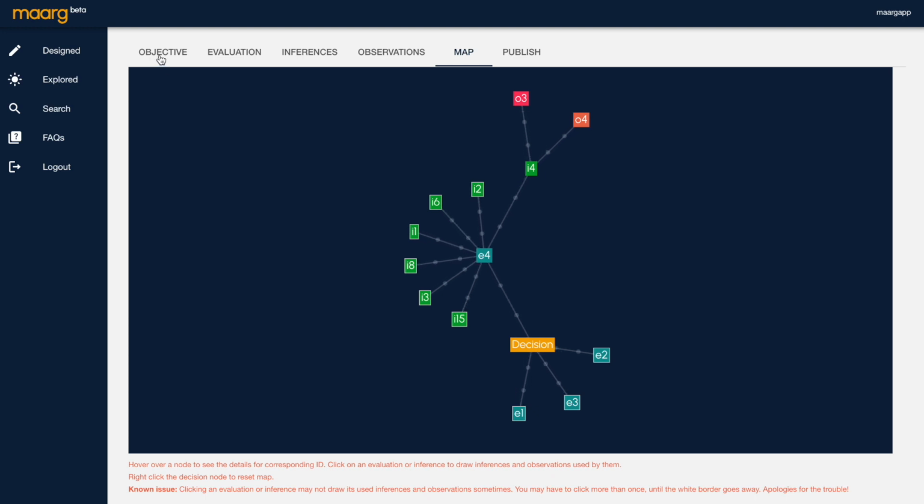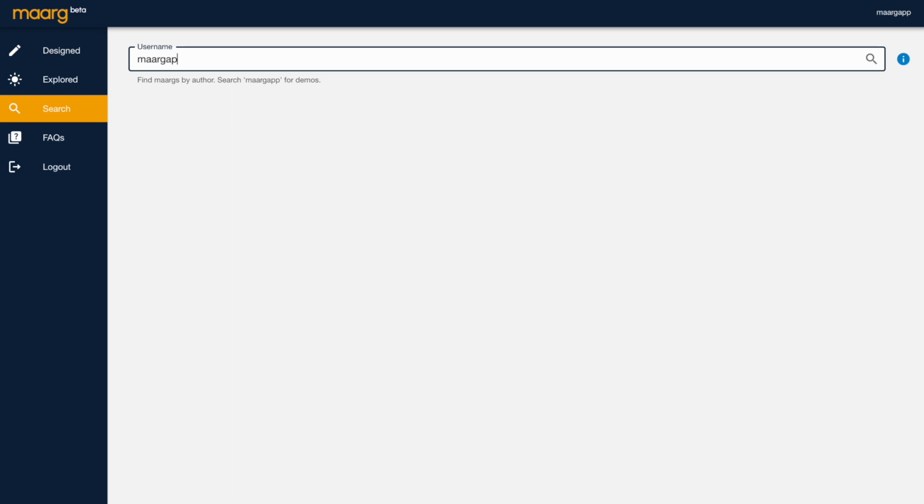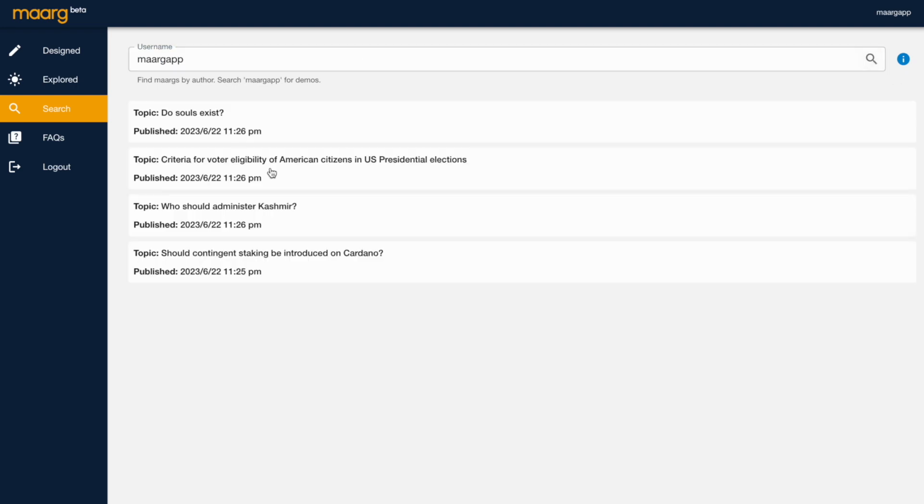So I hope this gave a good understanding of what Maarg is and how to use it. You can always search for these demo Maargs out here. We will keep adding more, and we hope that you can write your own Maargs and share them with us and with the wider community, because this is also one way for all of us to learn together and have a sort of collaborative decision making based on everyone's feedback.